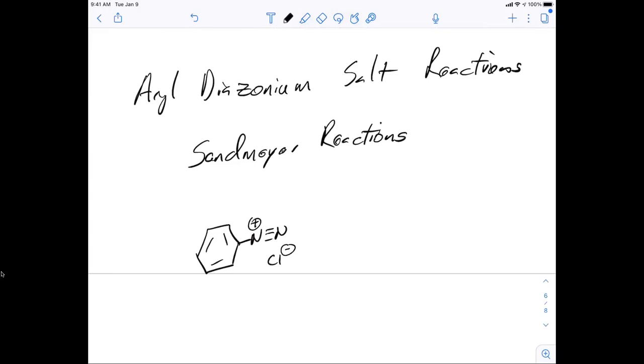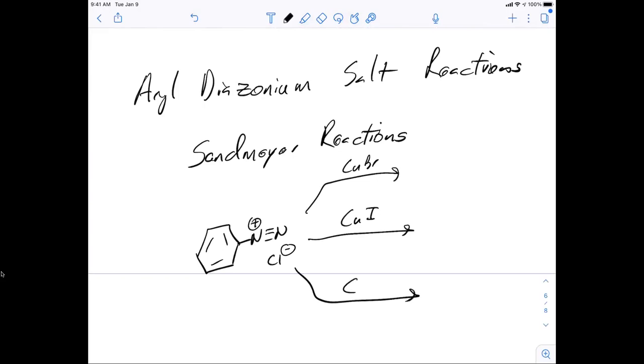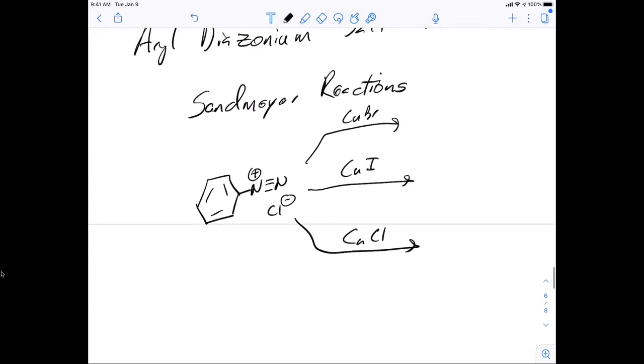So once we form the diazonium salt, if we react it with copper bromide, copper iodide, copper chloride, or copper cyanide, so you can kind of see where this is going, copper 1 salts.